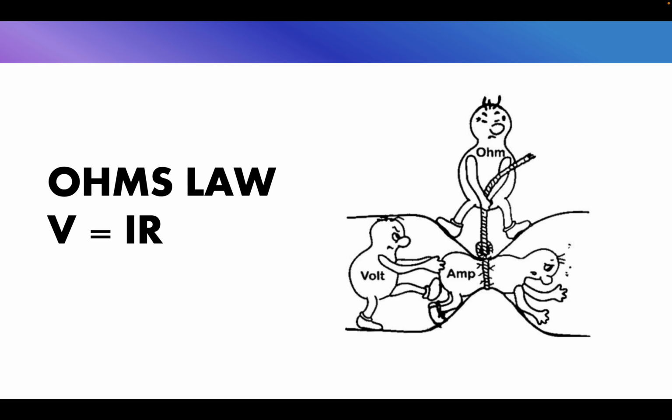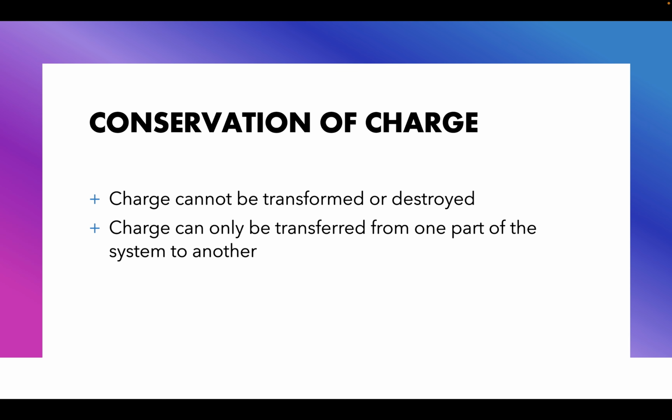Kirchhoff's current law is fundamentally based on the conservation of charge: charge cannot be transformed or destroyed, but charge can only be transferred from one part of the system to another. Kirchhoff's current law is critical in understanding how current passes through a circuit.